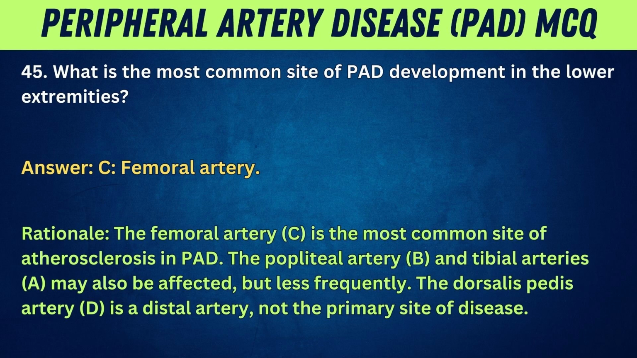Answer: C. Femoral artery. Rationale: the femoral artery, C, is the most common site of atherosclerosis in PAD. The popliteal artery, B, and tibial arteries, A, may also be affected, but less frequently. The dorsalis pedis artery, D, is a distal artery, not the primary site of disease.